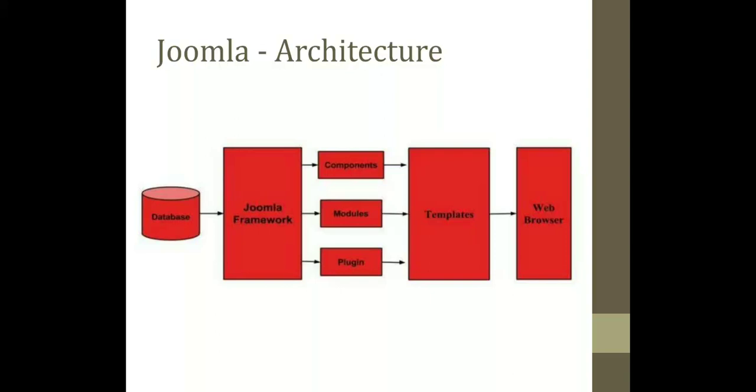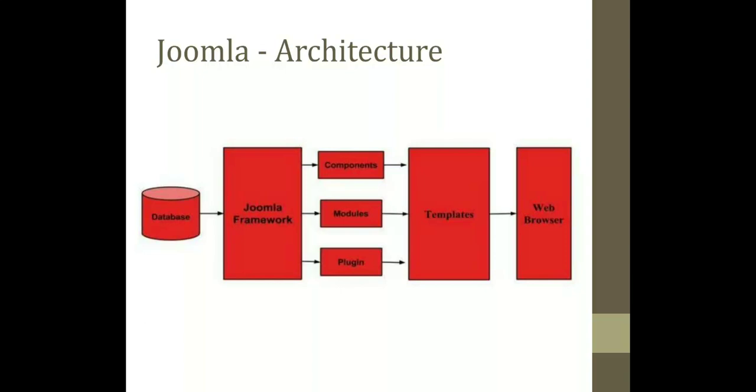So again, as we have seen with the web services architecture, this is also an MVC controlled architecture, and the parts of this architecture are database, then the framework, components, modules, plugins, templates, and web browsers. We'll see one by one what role these parts play in Joomla's architecture. So the first part is the database.